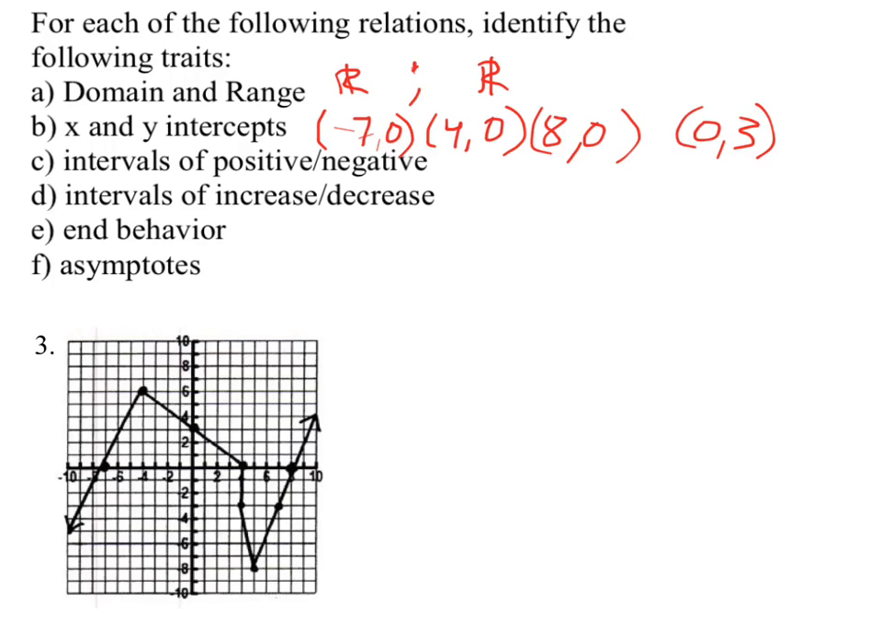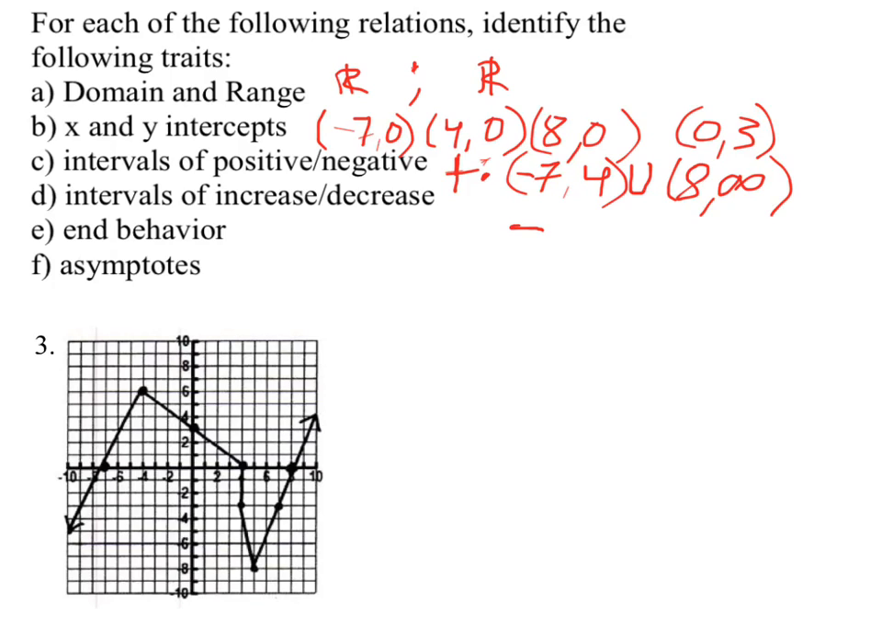The intervals where it's positive is anywhere it's above the x-axis, so in this chunk, and then everything to the right of that. And the intervals where it's negative are these two sections, this part here and this part here. So starting with the positive interval, that starts here at negative 7 and ends at 4. So from negative 7 to 4. And then picks up again at 8. So I'm going to put a little U symbol there. From 8 onward to infinity, that's going to be the positive interval.